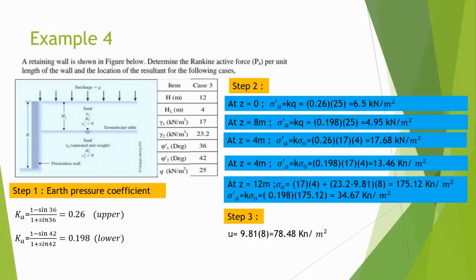So, example 4 ni tiba-tiba dah ada surcharge pula. Tapi line angle. Ha, macam mana tu? So dalam soalan this question, we mention that this is active force. Okay, this is active force. So, first step, dah tahu lah kan macam mana? Cari coefficient. So, layer by layer. First, layer yang pertama apa? Guna 36. Okay, angle pertama. Angle kedua, guna 42. So, you can get this coefficient for active lateral pressure. Upper 0.26, lower is 0.198, okay settle.